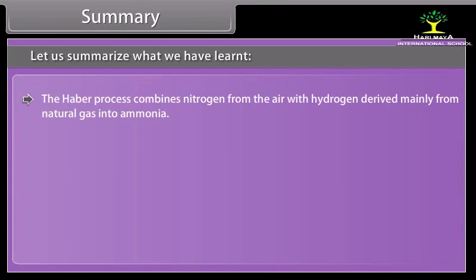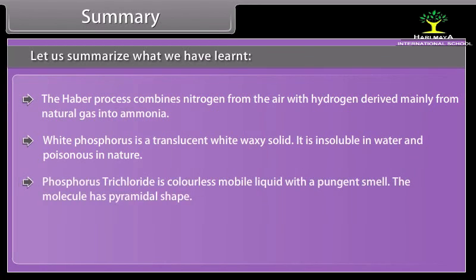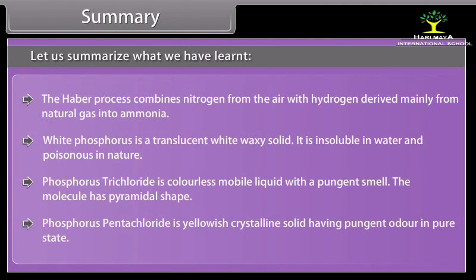The Haber's process combines nitrogen from air with hydrogen derived mainly from natural gas into ammonia. White phosphorus is a translucent white waxy solid. It is insoluble in water and poisonous in nature. Phosphorus trichloride is a colorless mobile liquid with a pungent smell. The molecule has pyramidal shape. Phosphorus pentachloride is a yellowish crystalline solid having pungent odor in pure state.